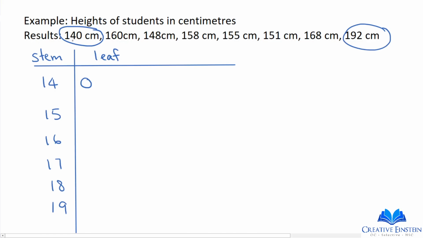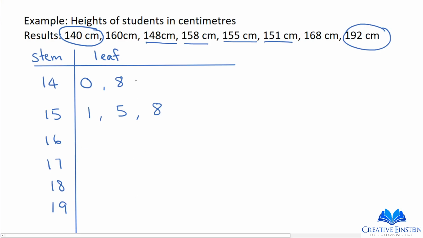Okay, so I've got 140 is my smallest. My next smallest is 148. So I've got 140 there, and I have to write 8. Now 150s. Got 151, 155, and 158. So 1 is the smallest, then 5, then 8. 1, 5, 8. With your leaves, you always do need to make sure that they line up properly.